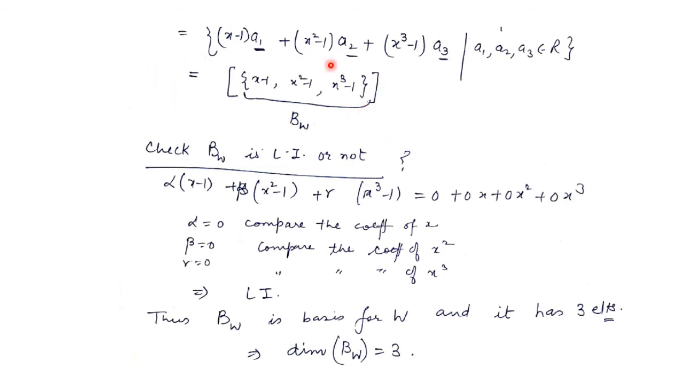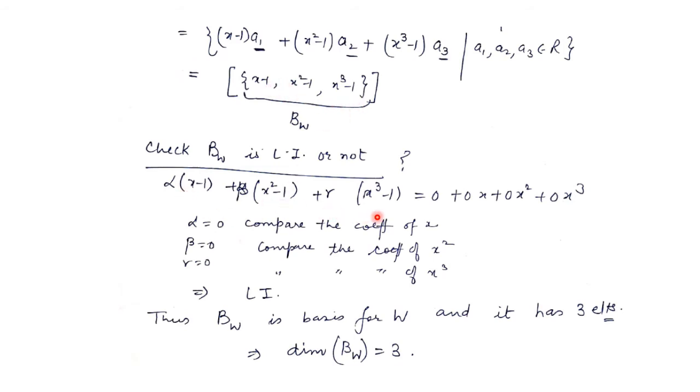So we need to check only whether this set is LI or not. If this set is LI, then the second condition is also true. Both the conditions are satisfied. Therefore, this set will become the basis for subspace W. So now check whether this set is LI or not.